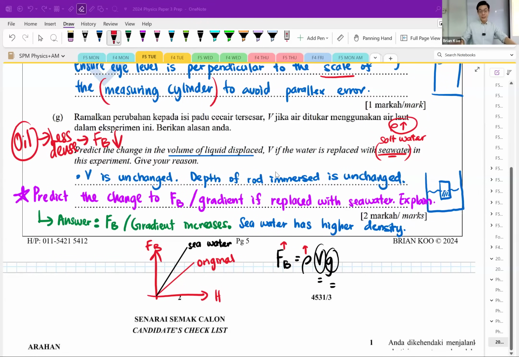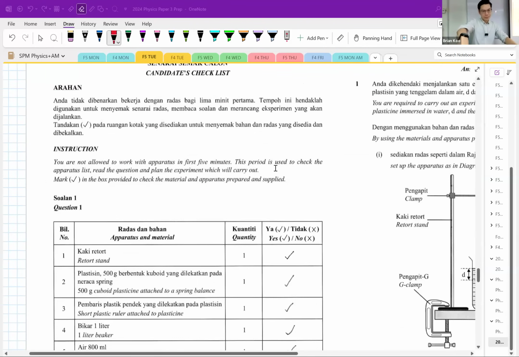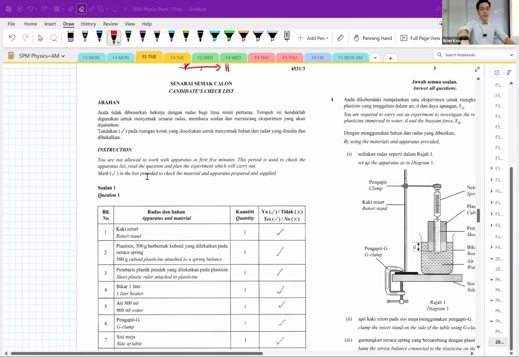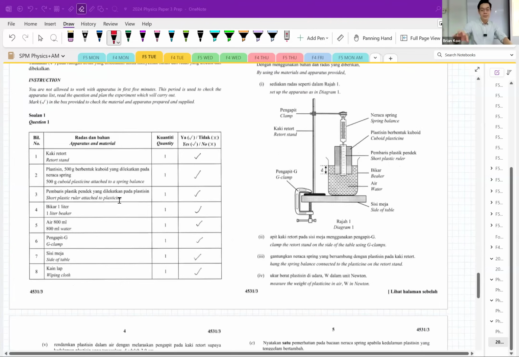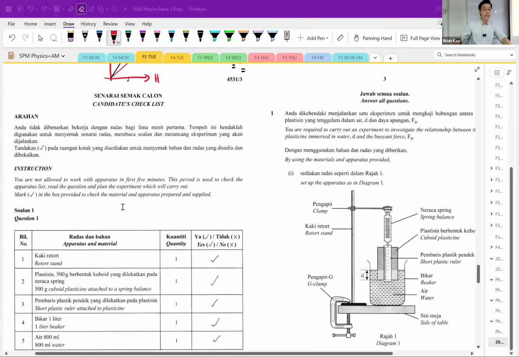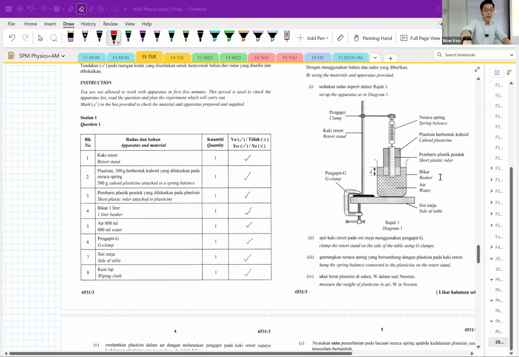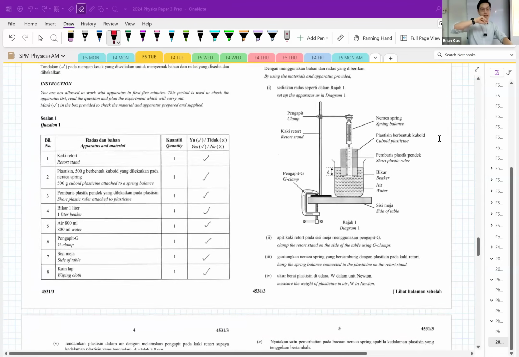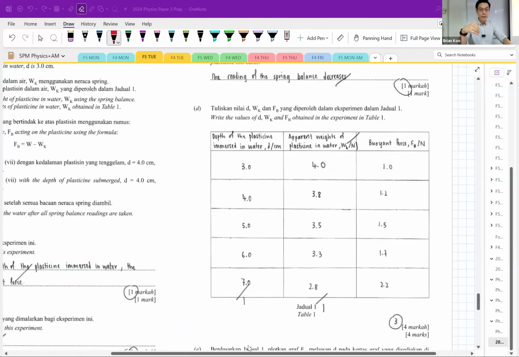The number will increase. Okay. I also included this for those of you who did not sit for the Selangor one. This is another experiment from the Selangor trials this year, whereby they use a spring balance and then they submerge the plasticine. You can go and read through it a little bit.